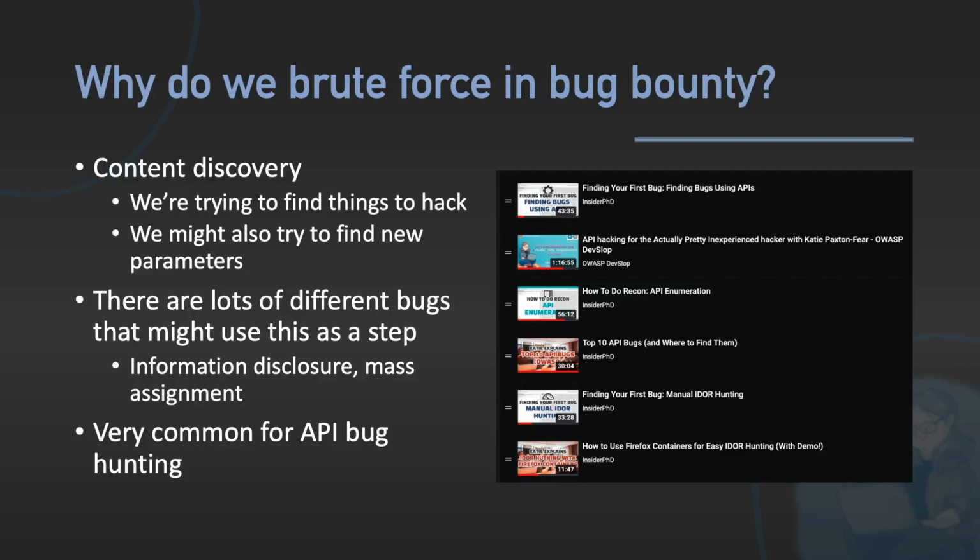And actually, all of this is really common for API bug hunting. APIs are some of the best things that you can fuzz because they have parameters that you have to guess. They have endpoints you have to guess. You really have to do quite a lot of guessing. So something like ffuf made that process so much easier.